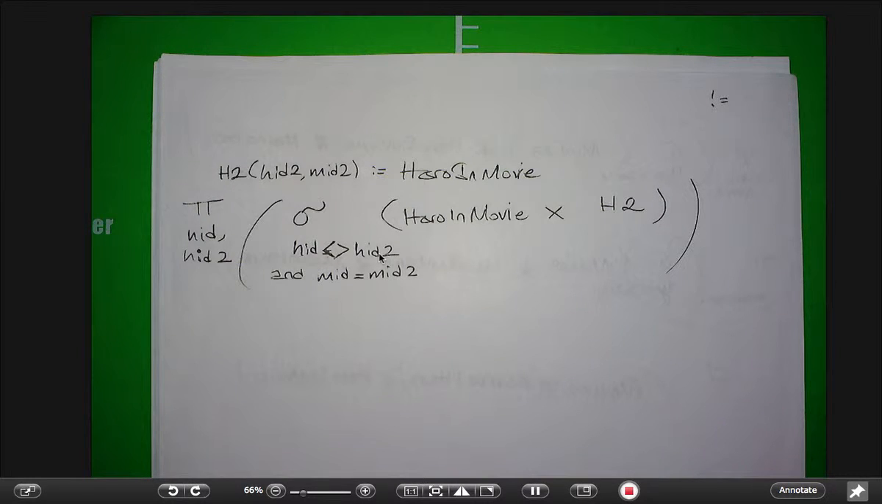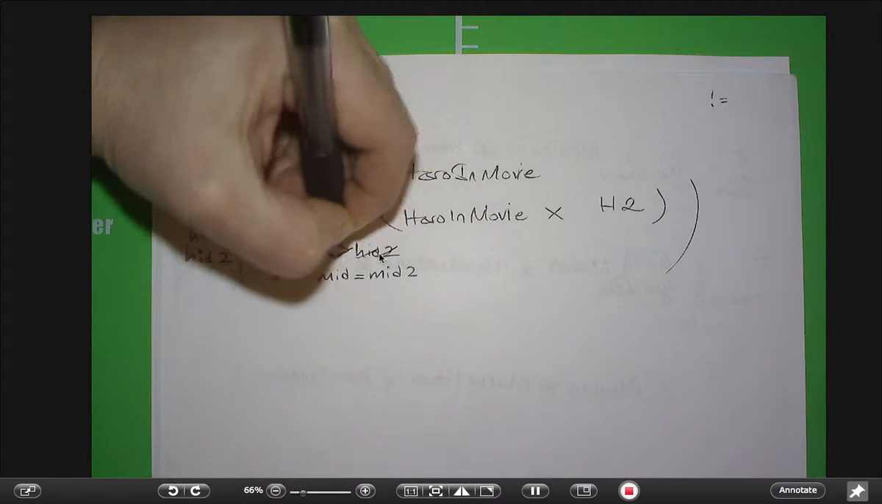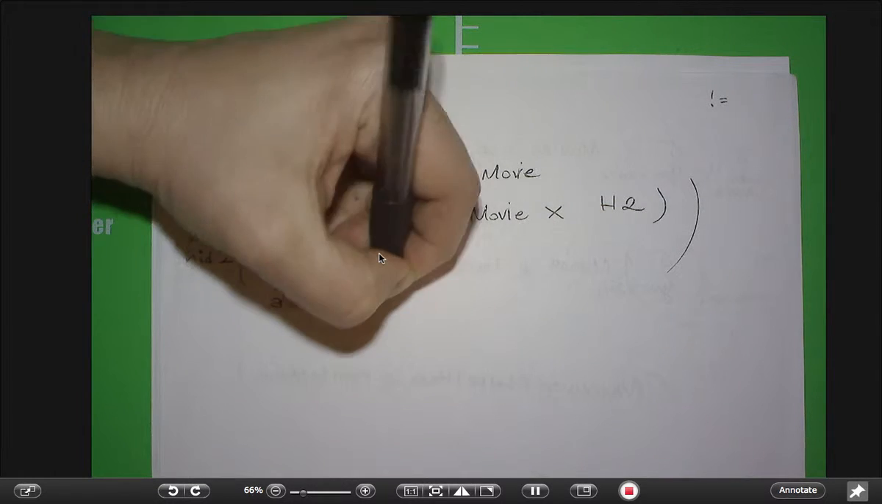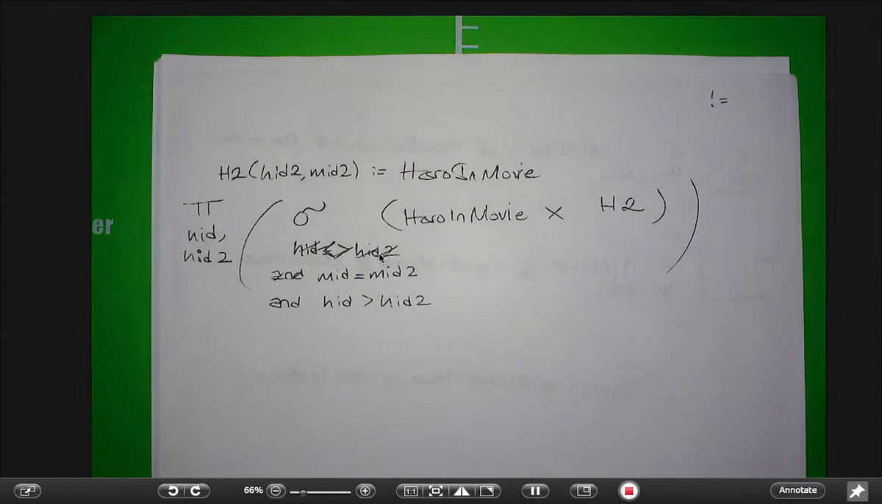You could test to see if one's less than the other. That's right. So instead of not equal to, you can just say HID is greater than HID2, right? They are integers, so at least one of them is going to be greater than the other one, so you will either return AB or BA.